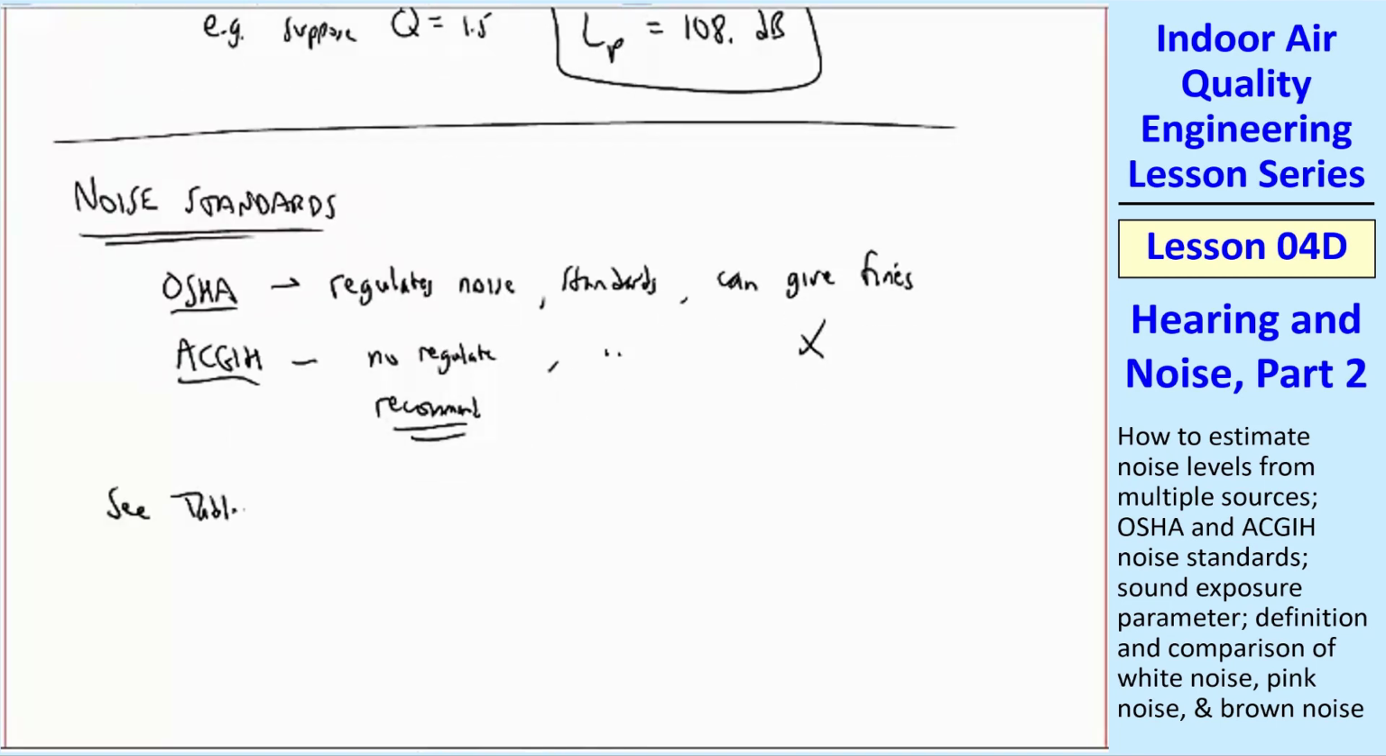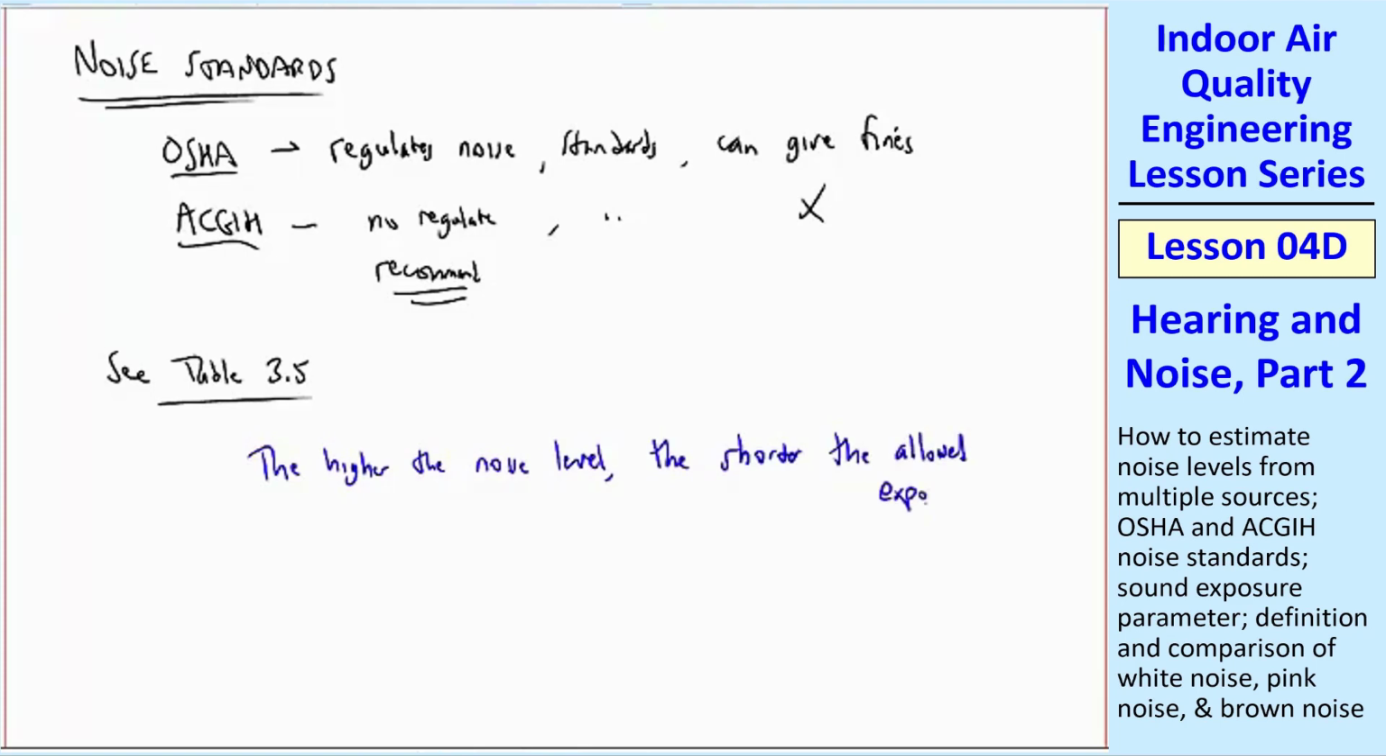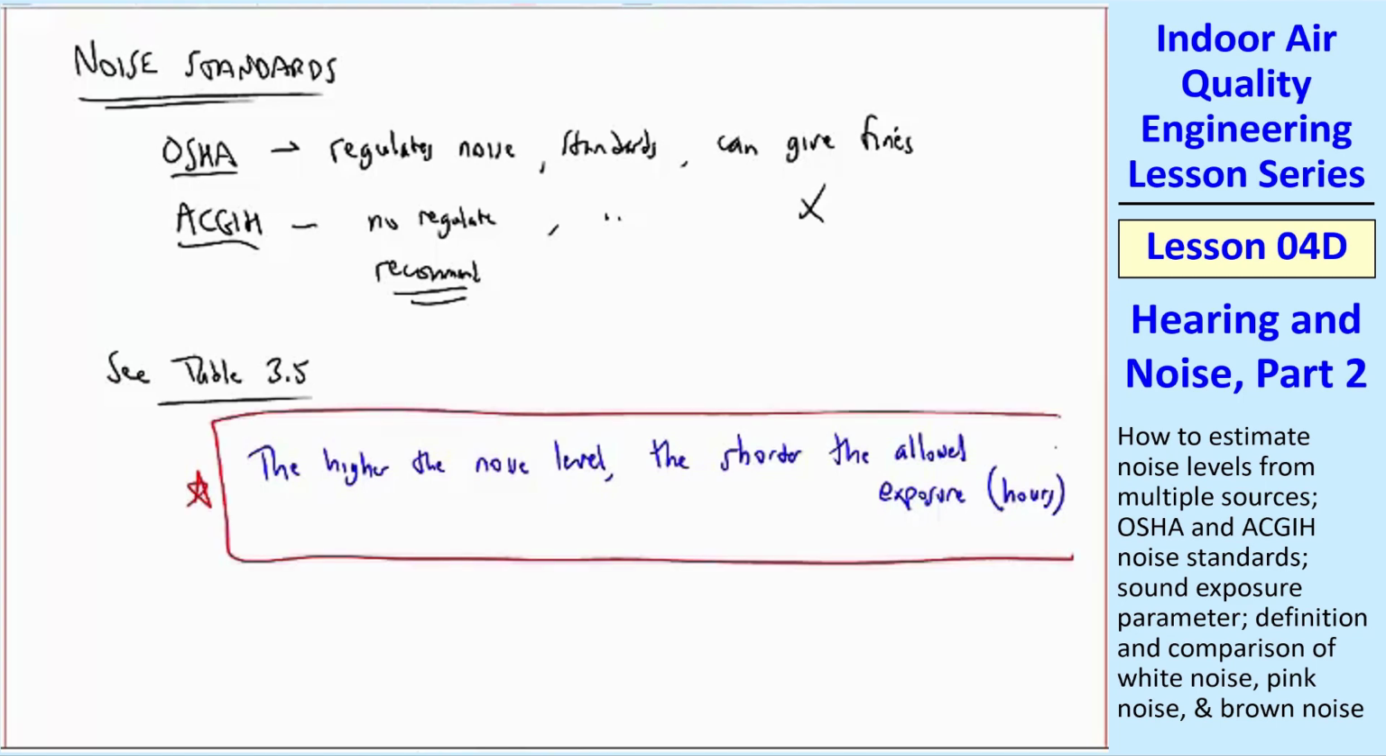There's a table in the book, and I have it also copied on the next page, where it lists both of these standards. In either case, the table was made such that the higher the noise level, the shorter the allowed exposure, and that's in hours. That makes sense. If you have a very loud noise, you can tolerate it for, say, 1 hour. If you have a quieter noise, maybe you can tolerate it for 4 hours before OSHA decides that this could cause damage.